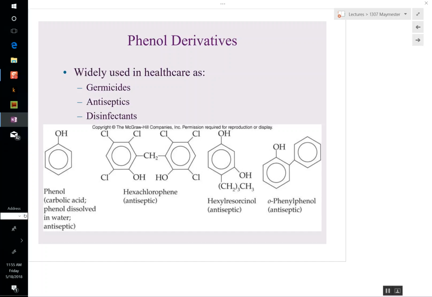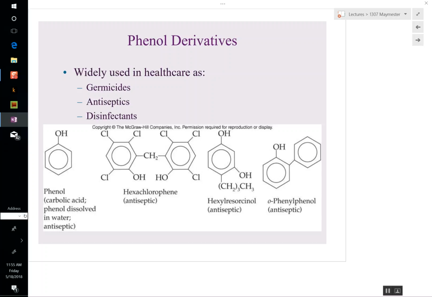Notice that this is in the ortho position. Remember, we got phenol. That's our parent molecule right here. Ortho, meta, para positions. So what position is that in? It's in ortho. And what is it? It's a phenyl group. Ortho-phenylphenol. You don't have to memorize that, but that distinguishes right away. There's the phenyl. There's the phenol.